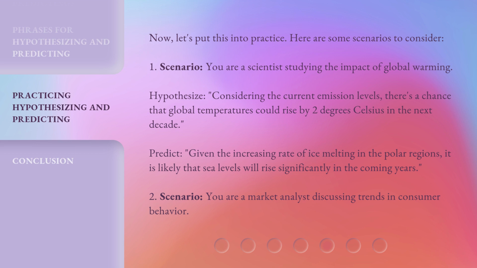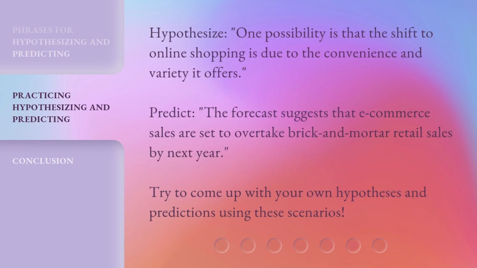Scenario 2. You are a market analyst discussing trends in consumer behavior. Hypothesize. One possibility is that the shift to online shopping is due to the convenience and variety it offers. Predict. The forecast suggests that e-commerce sales are set to overtake brick-and-mortar retail sales by next year.